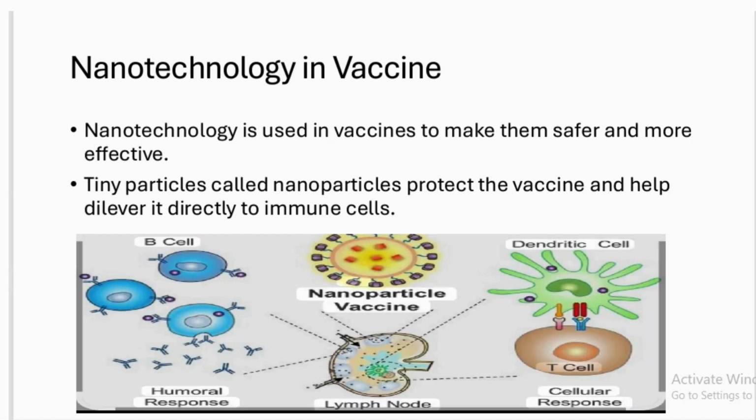So, nanotechnology in vaccinations, for example, nanotechnologies have been used in the vaccines to make them safer and more effective. Tiny particles, called nanoparticles, protect the vaccines and help to deliver them directly to the immune cells. So, this is all about nanotechnology applications and their use in daily life.